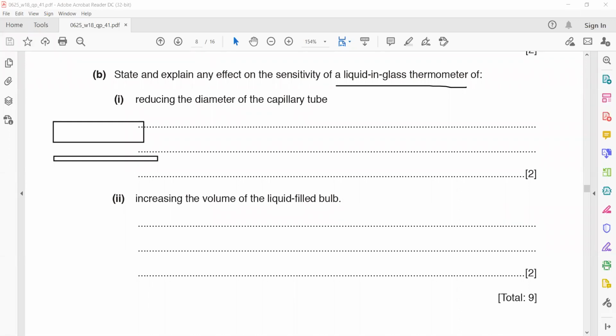As a liquid can travel a greater distance. Increasing the volume of the liquid in the bulb, like if you use a larger bulb. So the bulb of a thermometer is changed. If you use a larger bulb, that will also make it more sensitive, because the greater the amount of liquid, it will have a greater expansion.